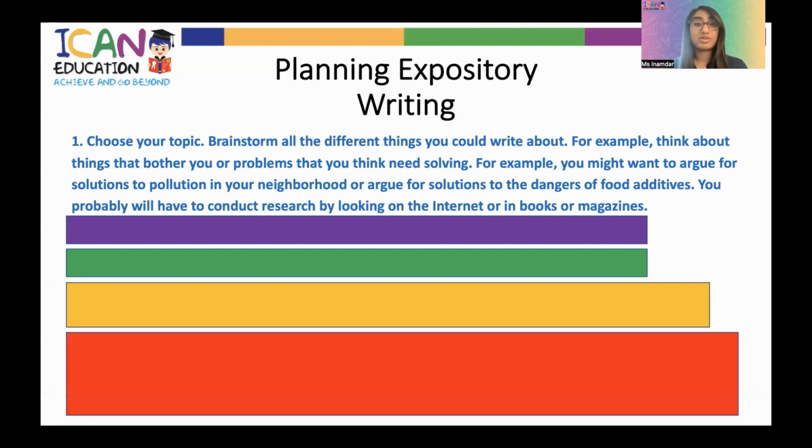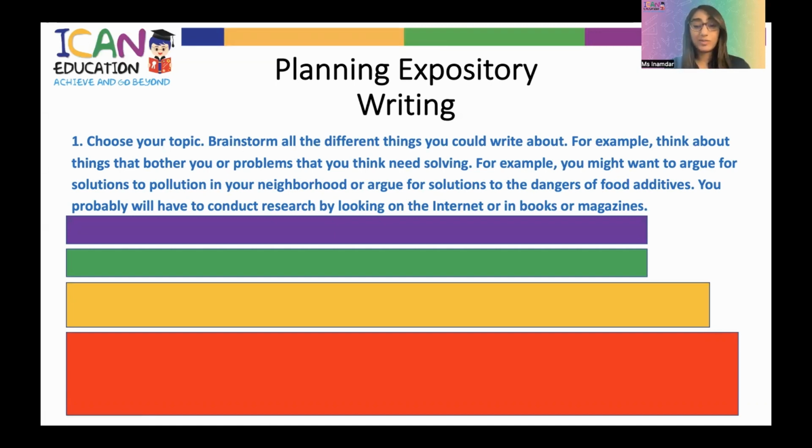Now, planning expository writing is no different from planning any other essay. You start off by brainstorming a topic. So either a teacher would give you the topic, or you may want to brainstorm and think of a topic yourself. Think about things that bother you or problems that you think need solving. For example, you might want to argue for solutions to problems in your neighborhood, or argue for solutions to the problems, the dangers of food additives. Now, once you've done all of that brainstorming, you can do a little bit of research online so that you are sure that you have enough information to write about.